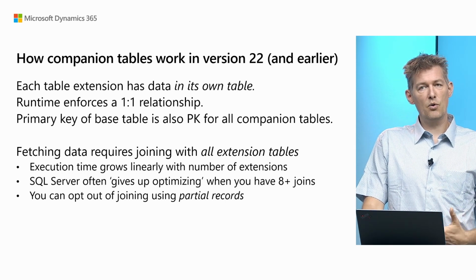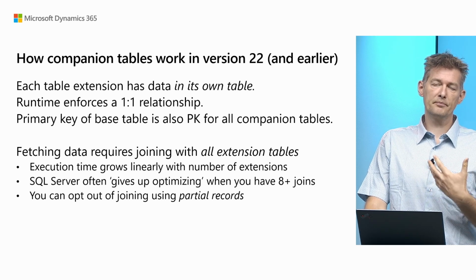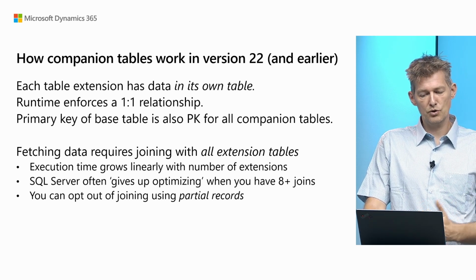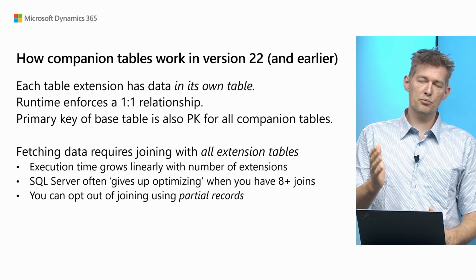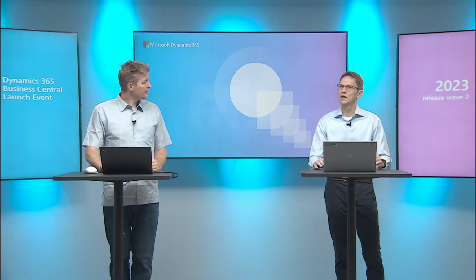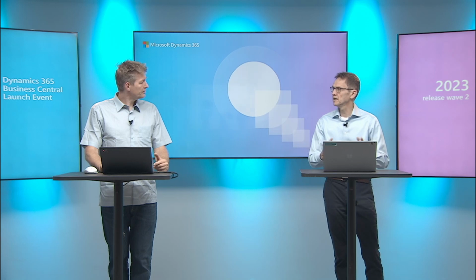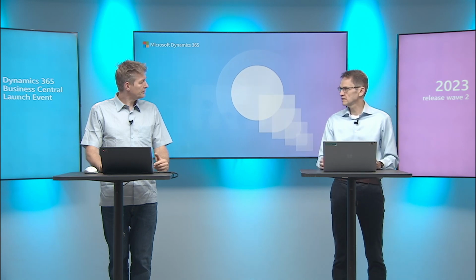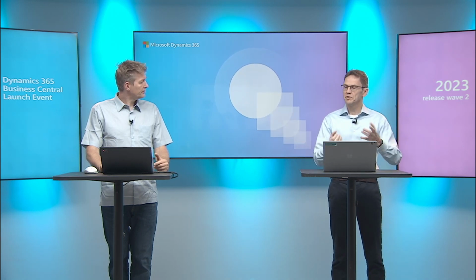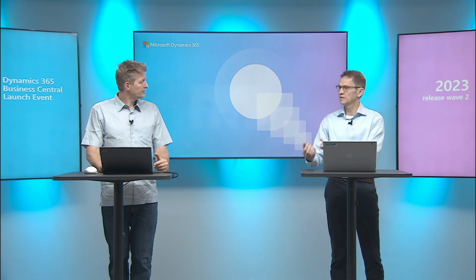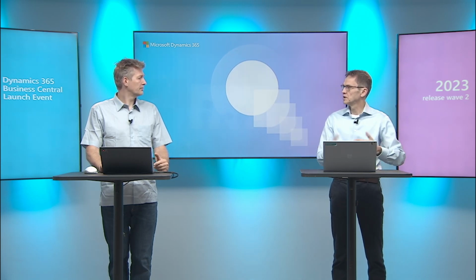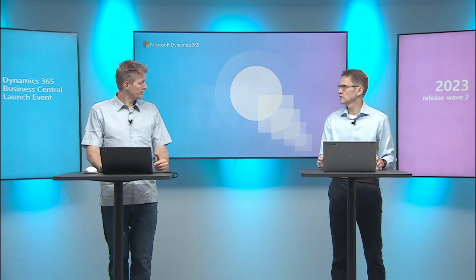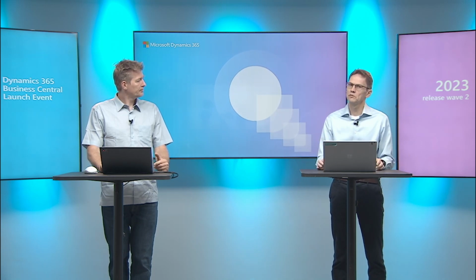The previous only way to get out of this join issue was to use partial records. This would be a way to prune either fields or joins. Yes. And the reason why we actually had that model was that it made installation and uninstallation of extensions very easy, because we could basically just leave the table behind, because that would have no effect on the other tables. But we decided that for performance reasons, we wanted to change this model.